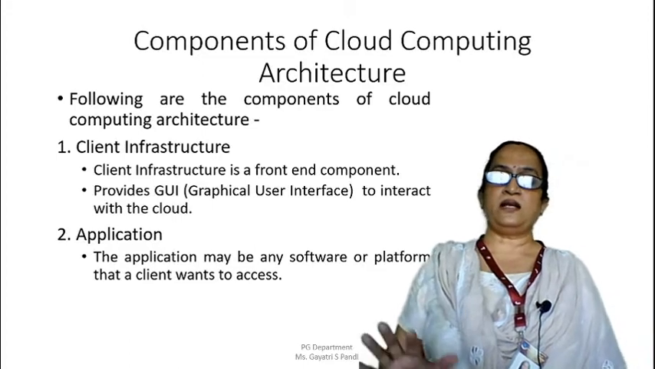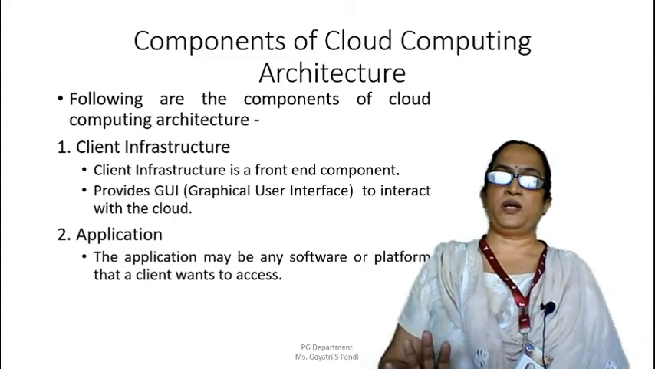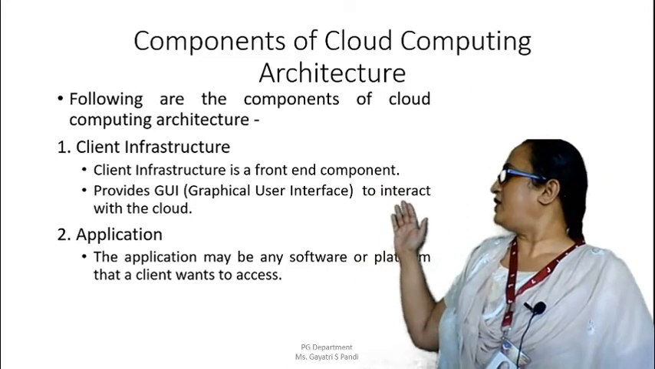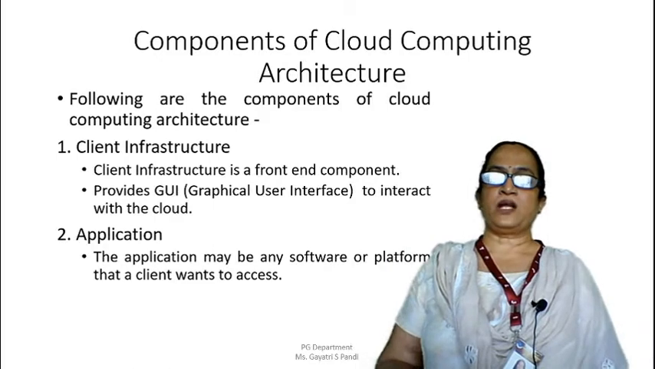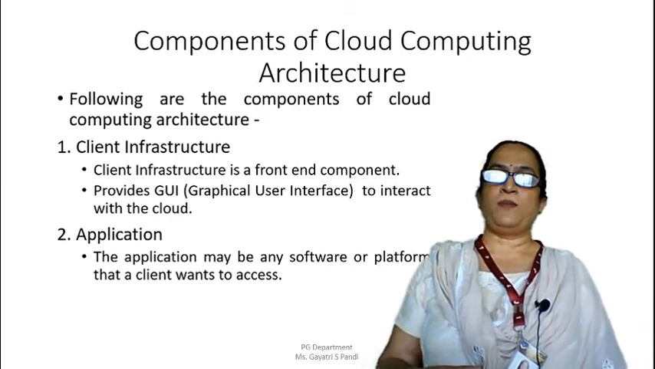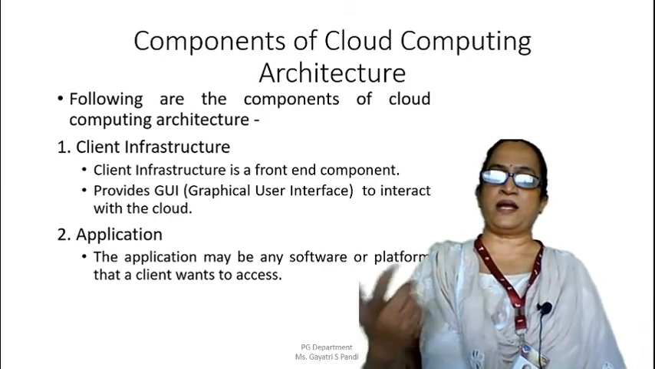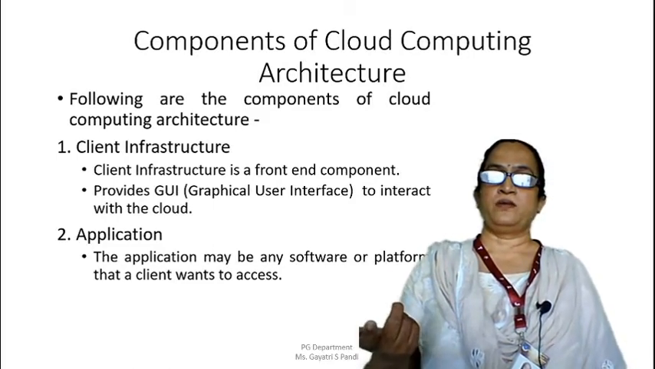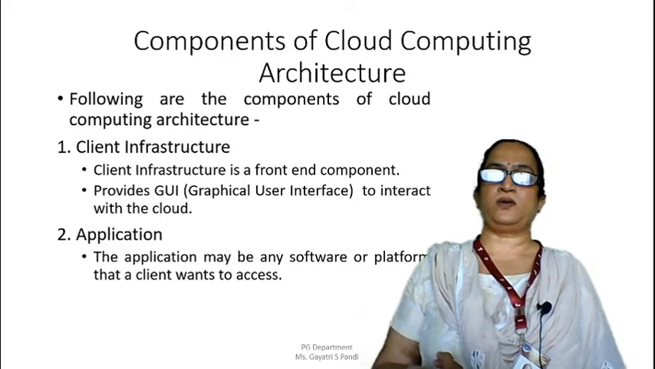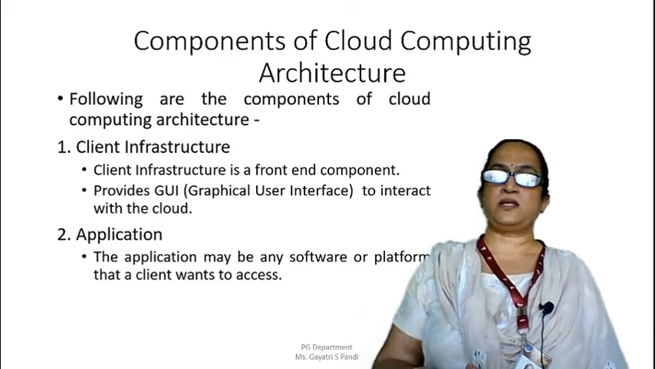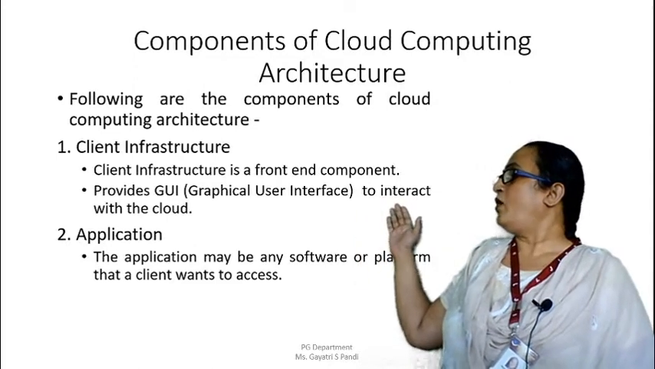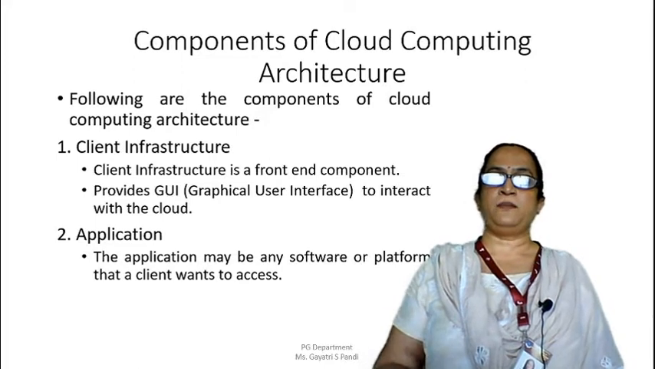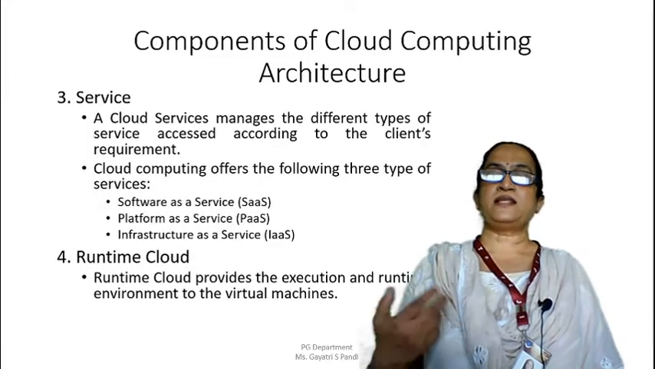So firstly, it is the client infrastructure that is termed as the first component, and it is the front end component of the cloud. It provides a GUI, which is termed as graphical user interface, to interact with the cloud. Like I spoke, you have a mobile. Mobile has an icon to connect to the Facebook, which is at the back end, and the icon becomes your mode to connect to the Facebook, or it is termed as a GUI to connect to the Facebook. Then you have the application. The application may be any software or platform that a client wants to access, like for example Facebook at the back end.